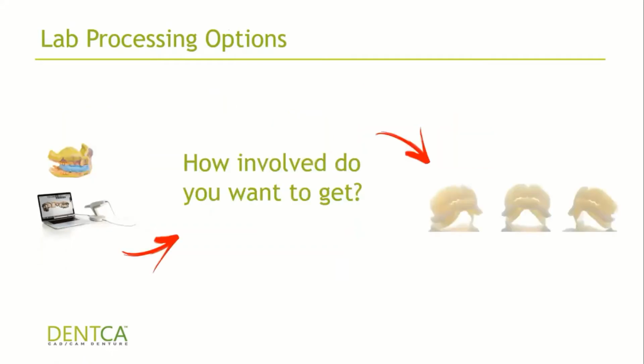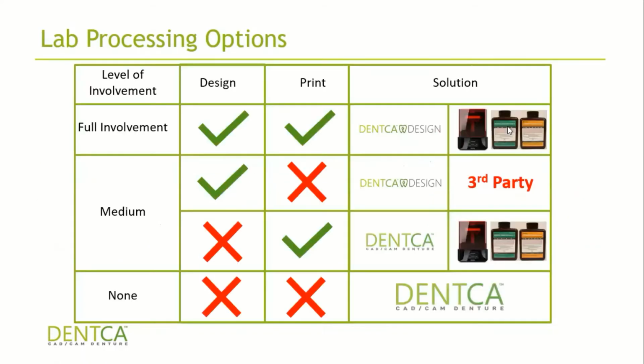And the question I share with everybody is, well, how involved do you want to get in the process? So Denka has several ways of doing this process. If you want to be fully involved, you can design yourself. And then if you have one of the approved printers, you can print the cases yourself as well. You would need, of course, the Denka materials, the approved printers, the approved curing unit, and you can use Denka Design, which is our web-based platform that we'll talk about on our next session.